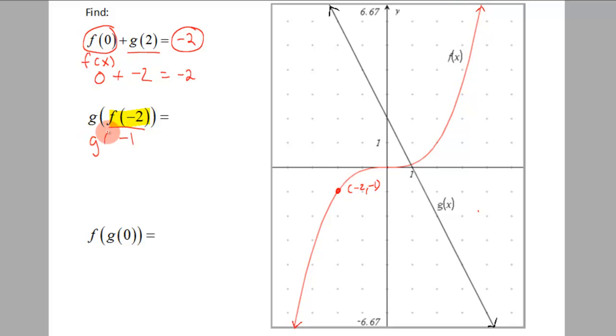So now I have g of negative 1, see? Now go to negative 1, which is here, but now go to the g graph, which is this one, right? A line. 1, 2, 3, 4. So negative 1, 4, so the output would be 4. So this thing here, g of f of negative 2, is actually 4.